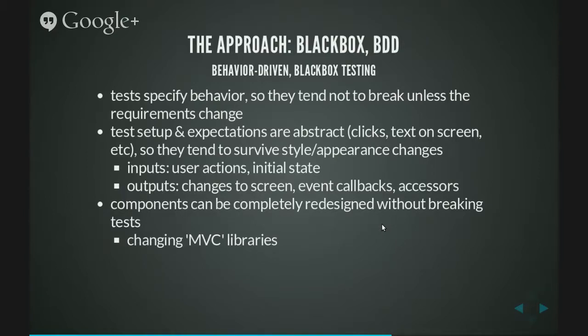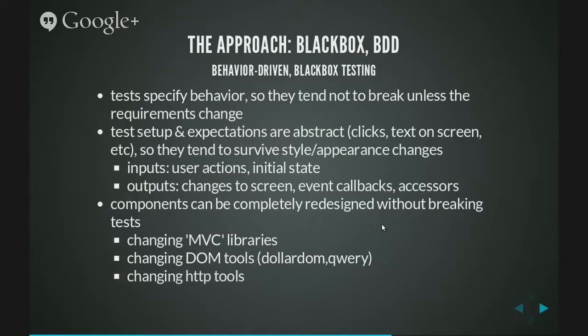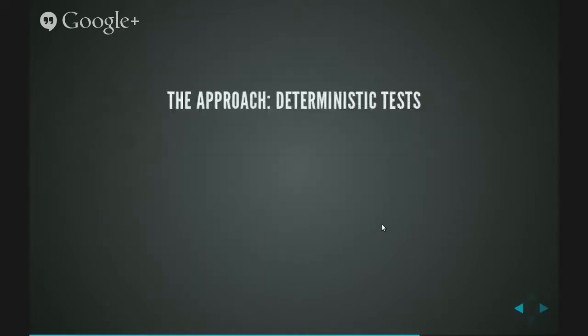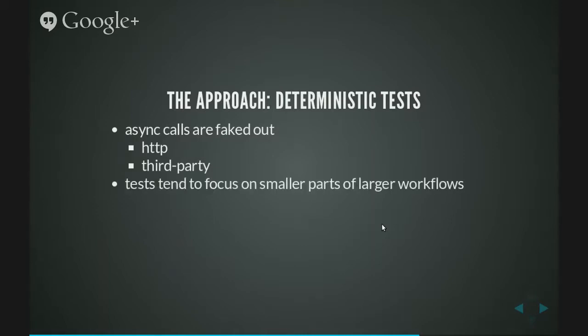So for example, if you change MVC libraries, change DOM tools to something other than jQuery, or change an HTTP tool. So I think this is my last one: deterministic tests. These tests are deterministic. How? Well, async calls are faked out. Stuff like HTTP and third-party async stuff is faked out. There are more complicated, fancier ways to do this with promises and stuff like that, but I just kept with very simple stuff this time.